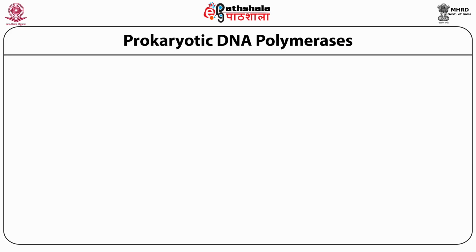As we know, DNA polymerase is the most important component of the replication machinery. Prokaryotic DNA polymerases are of three types. Let's look at them one by one: polymerase 1, 2 and 3. DNA polymerase 1 was the first DNA polymerase discovered, by Arthur Kornberg, for which he was awarded the Nobel Prize. DNA polymerase 1 is not the main processive enzyme involved in replication. However, it is involved in DNA repair.